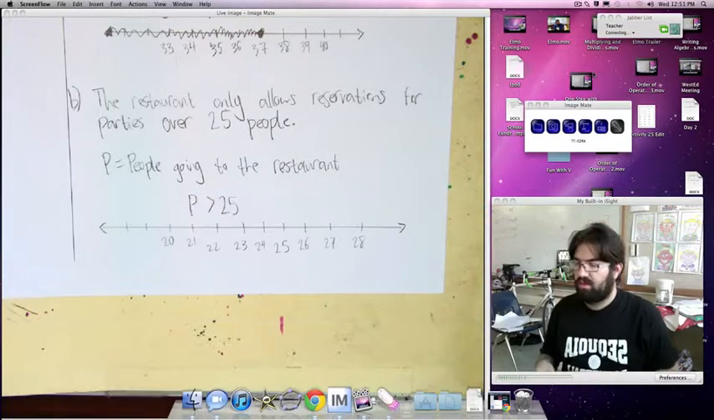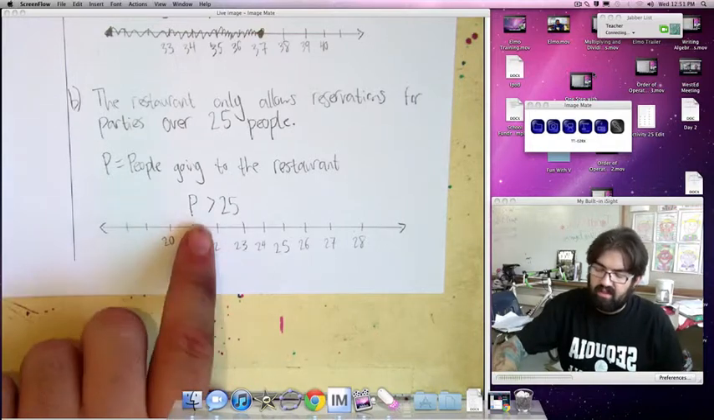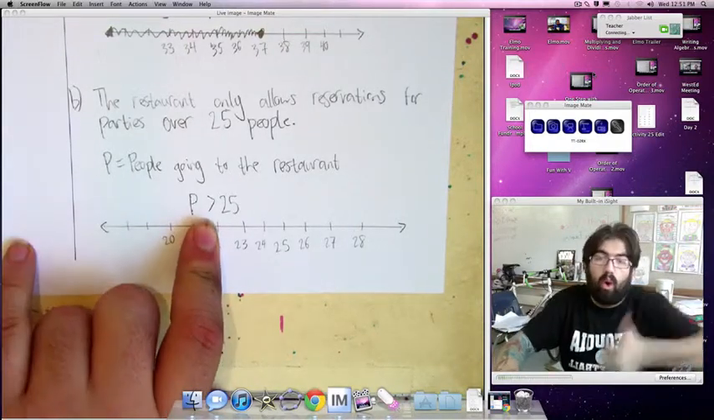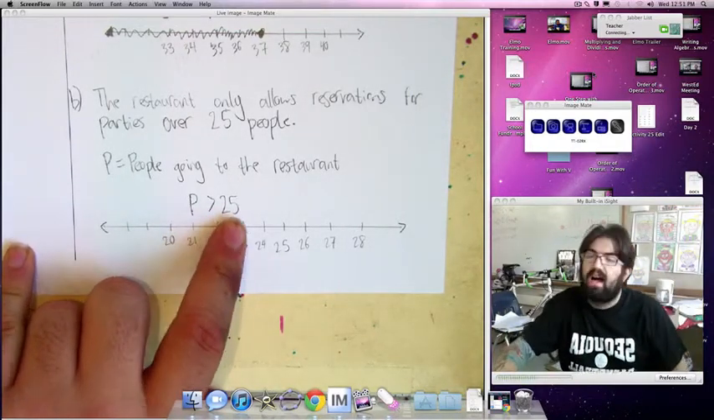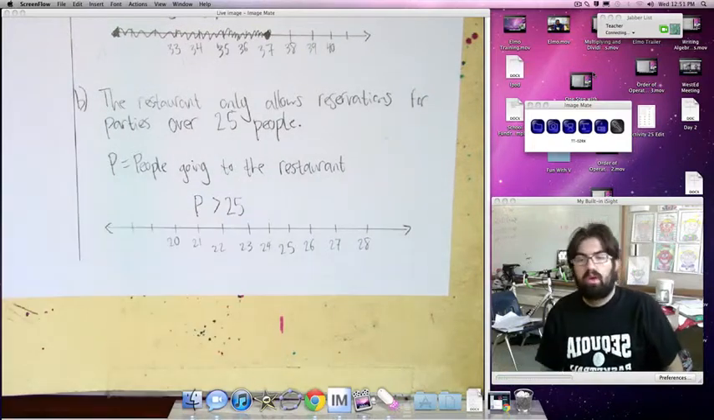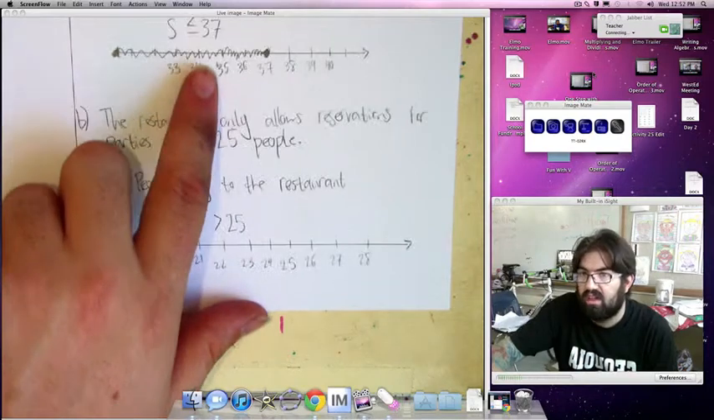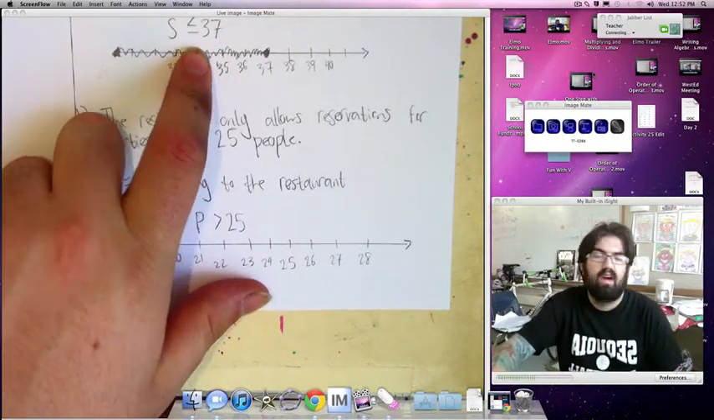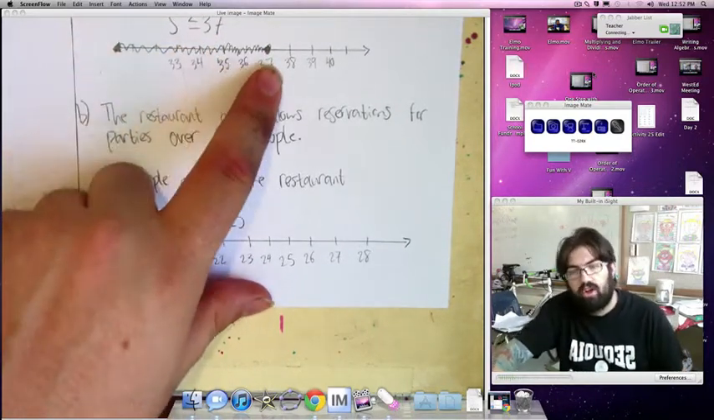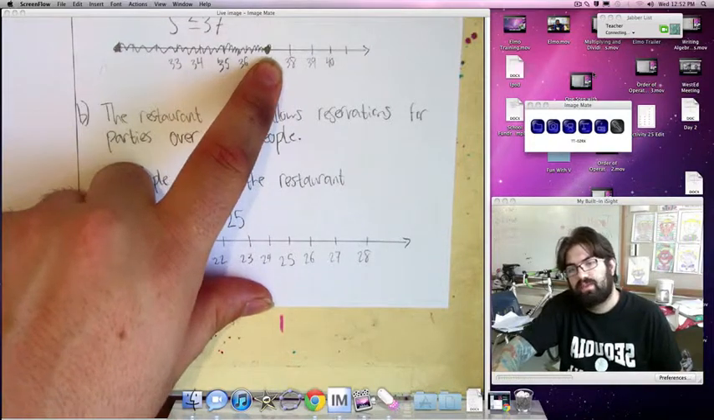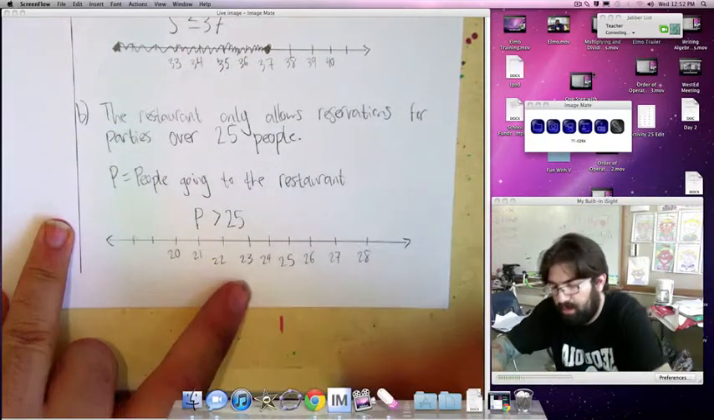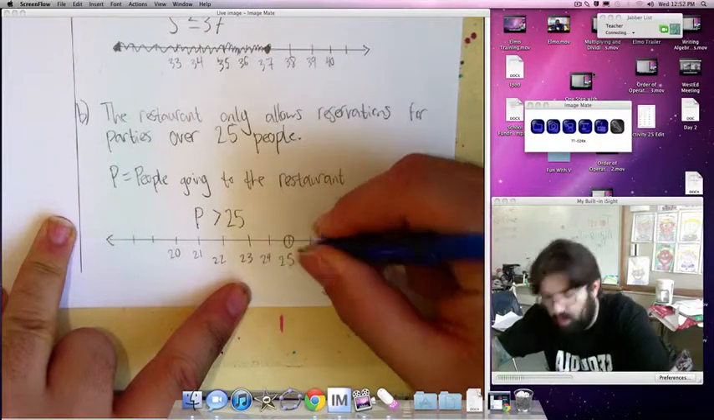P is equal to the people going to the restaurant. So if I'm looking at a number line, P has to be greater than, because it's over 25 people. First thing I'm going to notice is, do you see an equal line underneath it? Like this one had an equal line underneath it. It doesn't have one, right? So we call this a closed circle. If there's no symbol right there, we're going to put an open circle at 25.